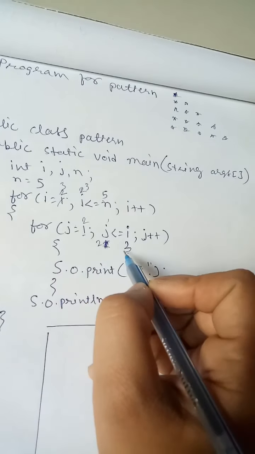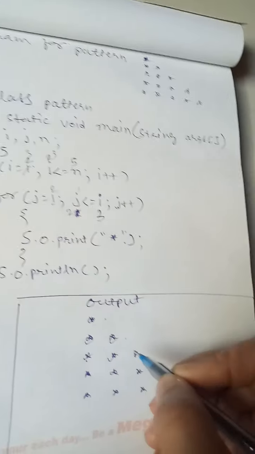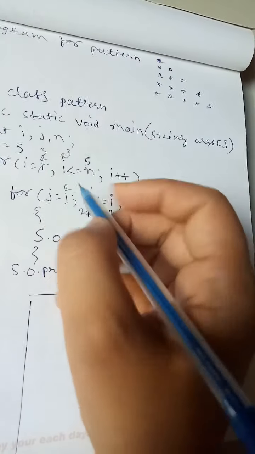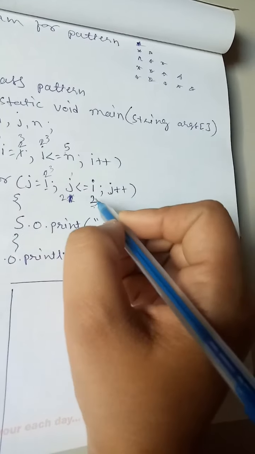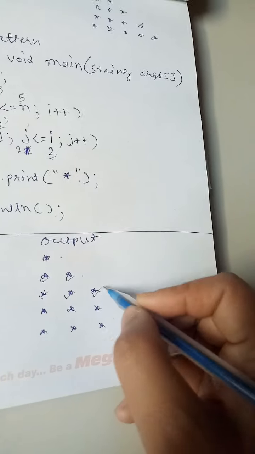So we will check 2 is less than or equal to 3. Yes, condition is true. So it will display one more star. Then j will be updated, and it becomes 3. So we will check 3 is less than or equal to 3. Yes, condition is true. So again it will display one more star.